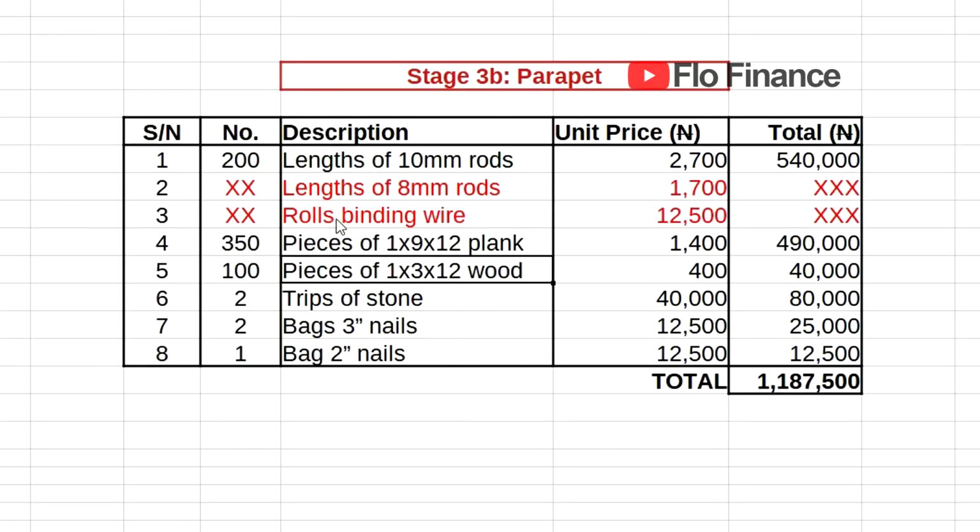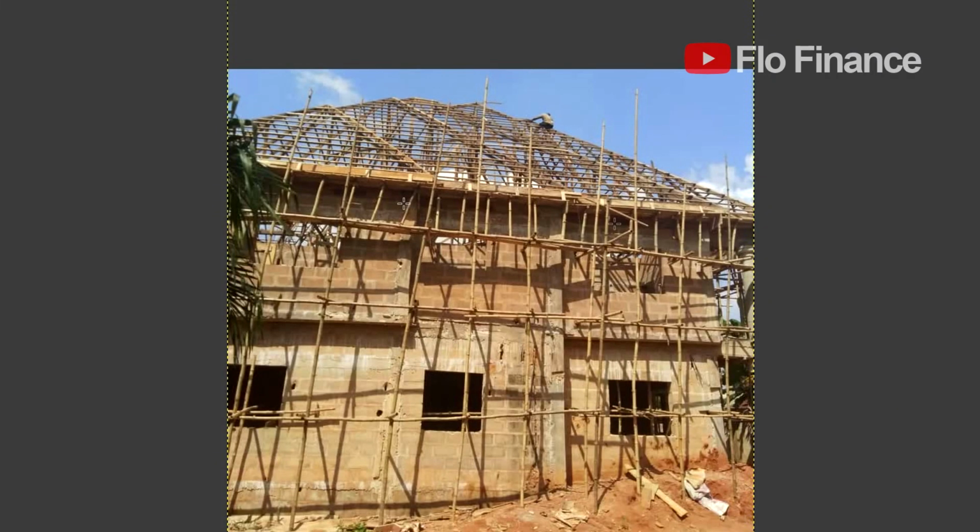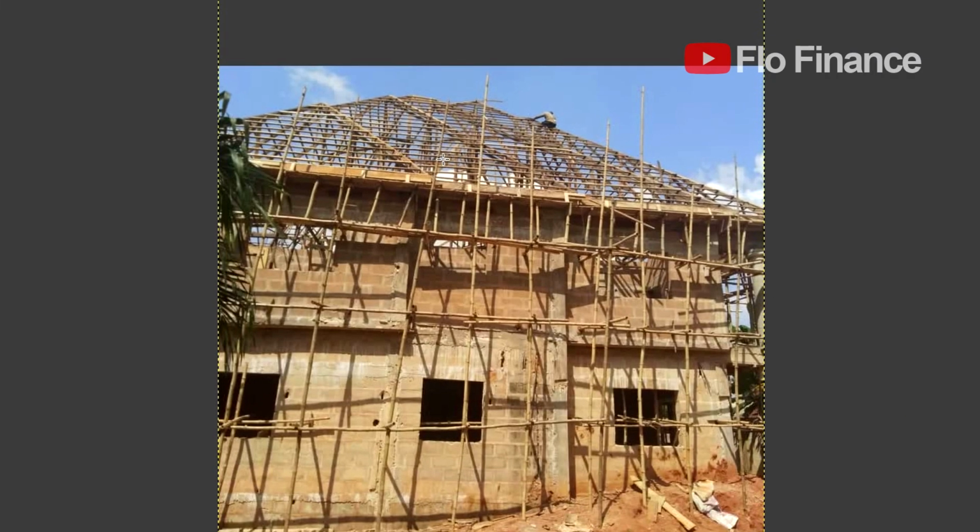Again, I put the 8 mm rods and binding wire in red because you may not need any because you have some spillover from the previous stages. And then of course you need stones again. You can use chippings for that one. And then you get to roofing. That's stage 3C. First of all, you do the woodwork for your roofing, this one.